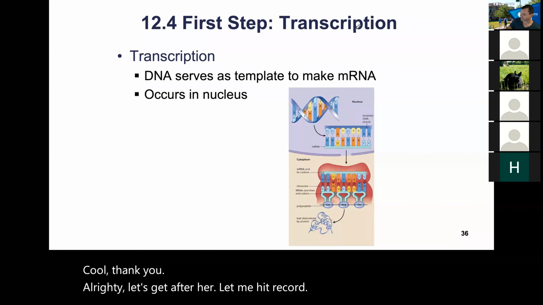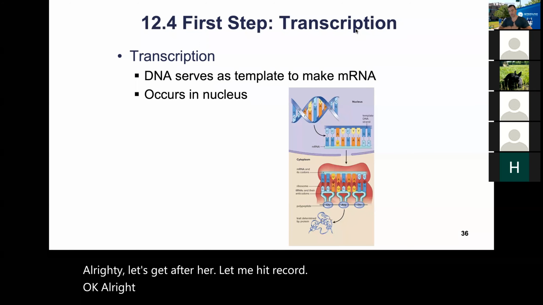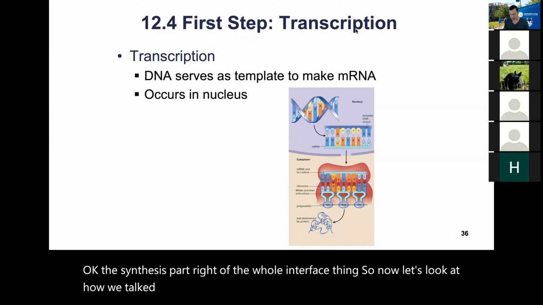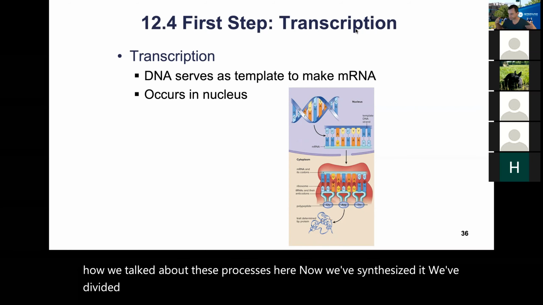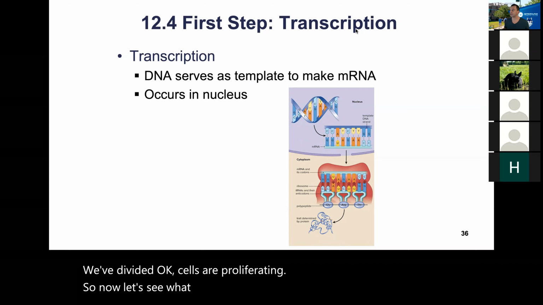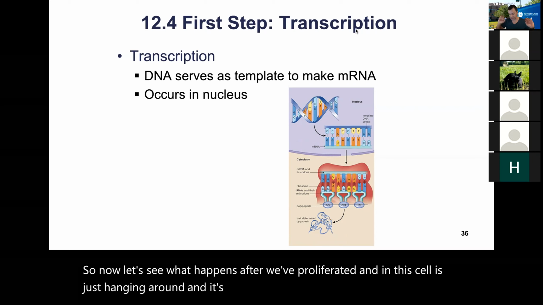All right, so we talked about copying the DNA, the synthesis part of the whole interphase thing. So now let's look at how these processes work. Now we've synthesized it, we've divided, cells are proliferating. So now let's see what happens after we've proliferated, and the cell is just hanging around, and a chemical gets released into the body, and it's like, I need this thing made.